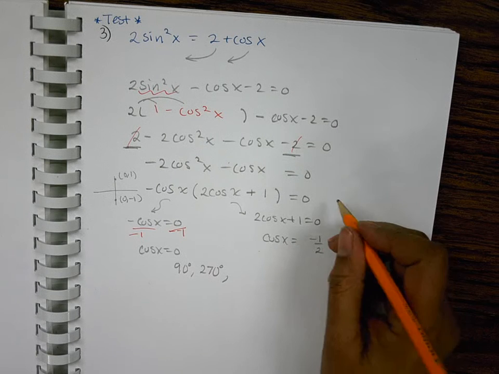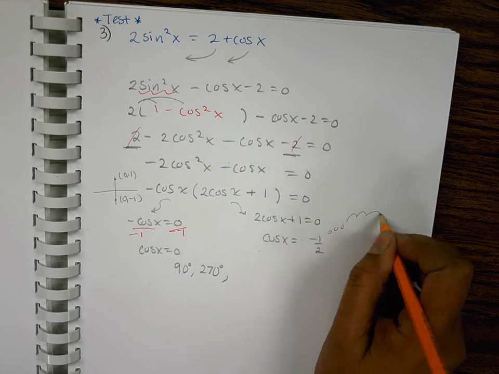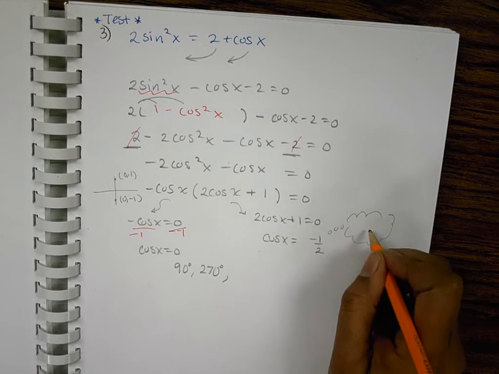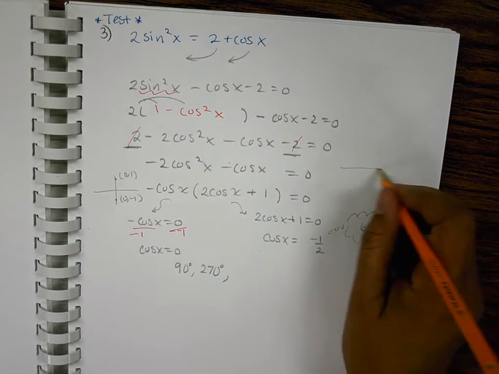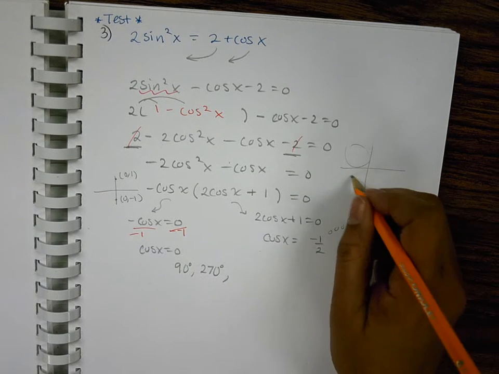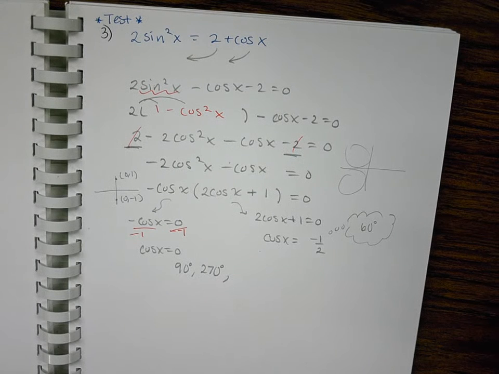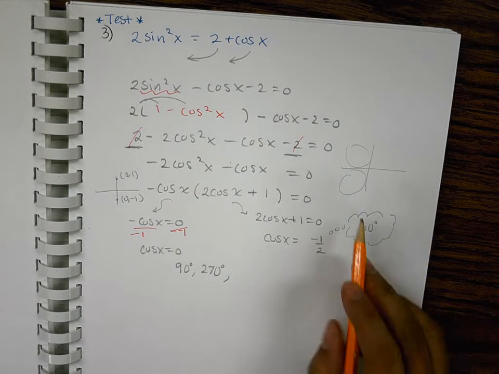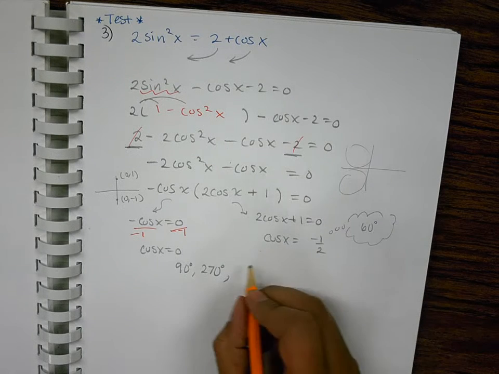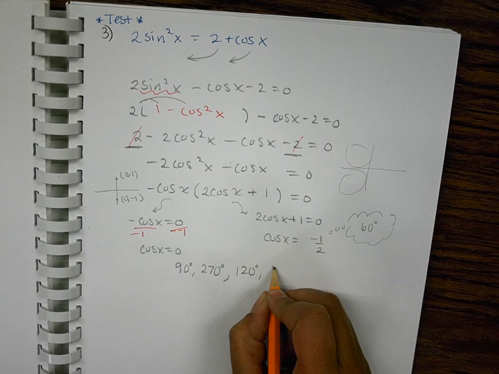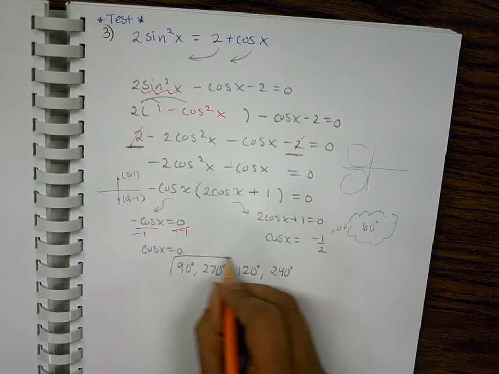Here, what is your reference angle? Ignoring the negative, I'm hoping everybody said 60. And cosine is negative in these two quadrants, so quickly find your answers. What is 60 degrees in quadrant 2 and quadrant 3? 120 and 240.